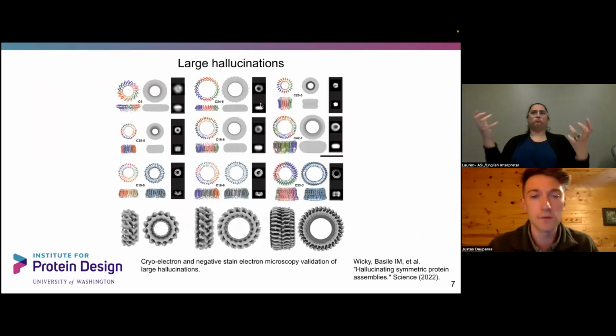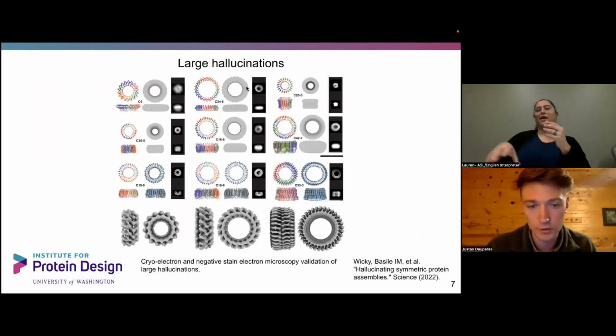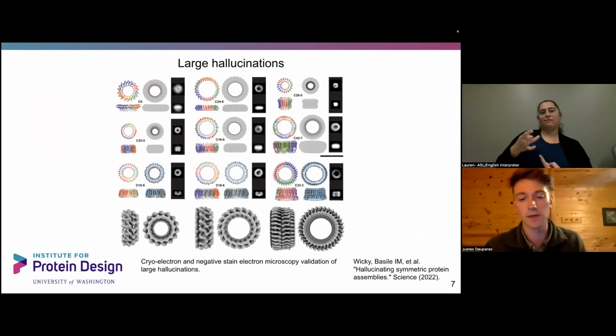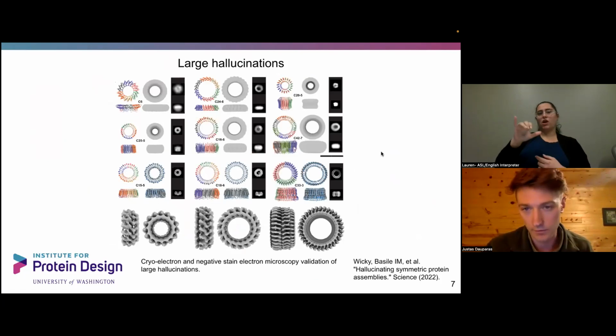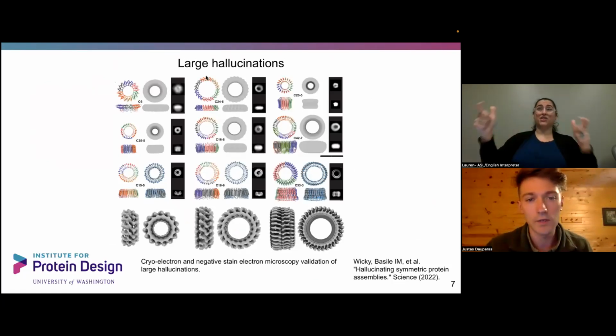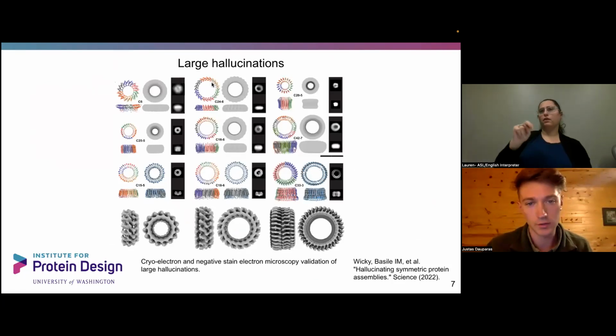Also, we can hallucinate these large structures, these different rings of different symmetries, for example C18, and 6. There are 6 units and an internal symmetry of 18, and this shows cryoEM and negative stain microscopy results, which is quite exciting. There are lots of big structures, and I'll show that ProteinMPNN can redesign these symmetric proteins, making sure that the sequence stays symmetric.